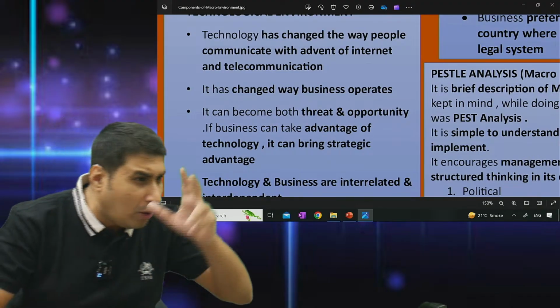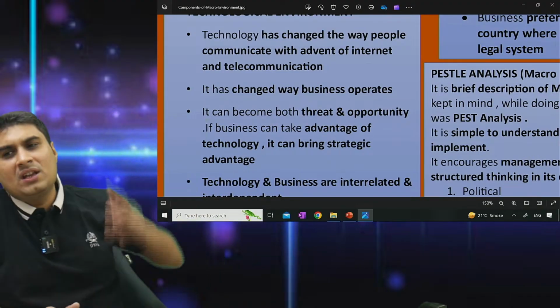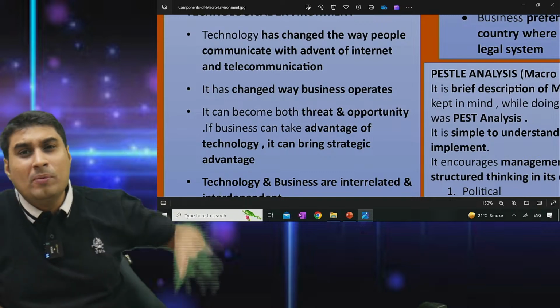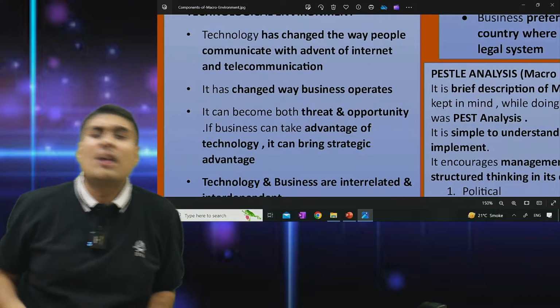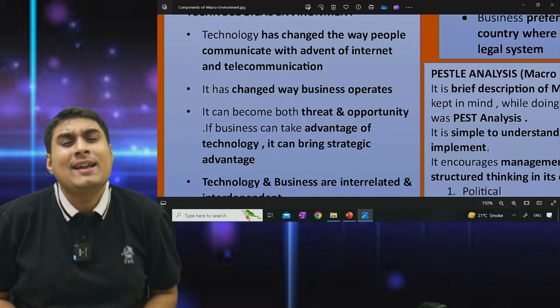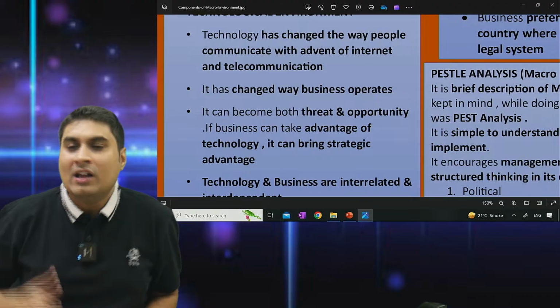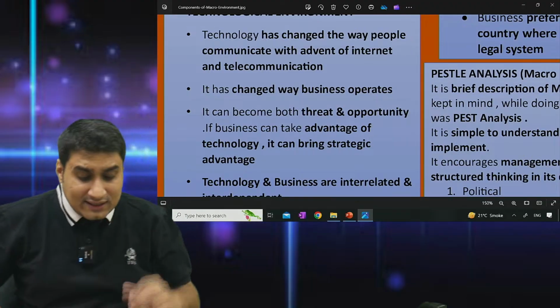It can bring both opportunity and threat. For OTT companies, for e-commerce companies, for Ola, Uber, it's an opportunity. For some other companies, like theaters and physical stores, it's a threat.